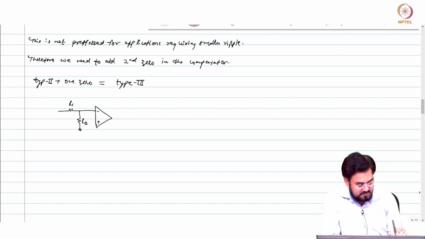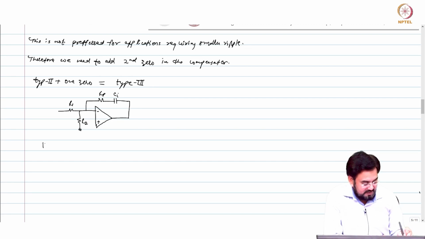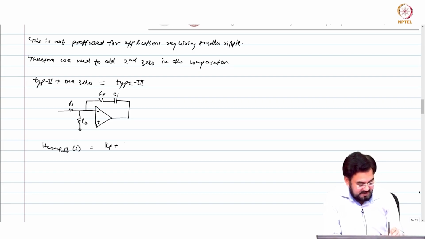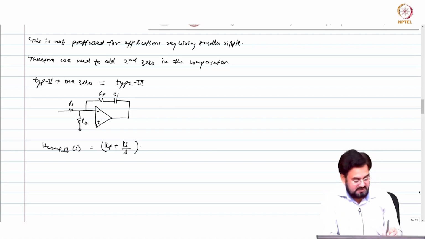R1, R2, RP. So H of comp 3s, we are looking at Kp plus Ki over s, this was your type 2, and we need one more zero, 1 plus s over, I will call it omega z2.